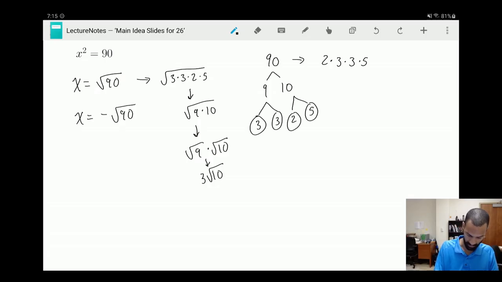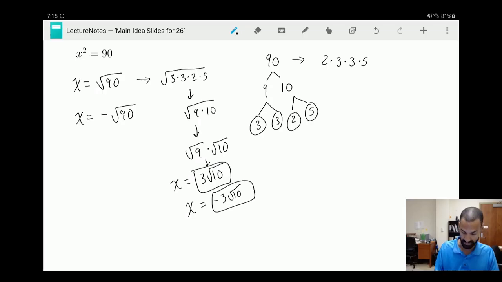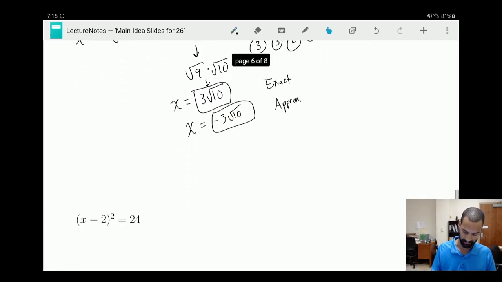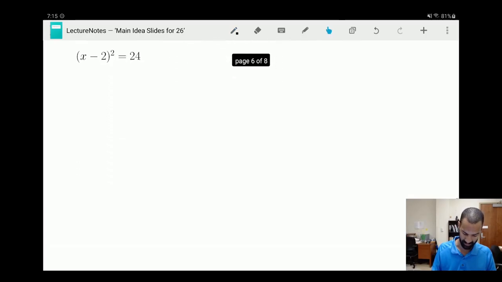So x is equal to 3 times the square root of 10, and of course, negative, right? Negative 3 times the square root of 10. Those are my two solutions. Okay, so this is an irrational number. This is the best we can do with irrational numbers. Now, that's if I wanted the exact value. If I wanted an approximated value, I would just type it in a calculator and see what I get. All right, let's do another problem very similar.